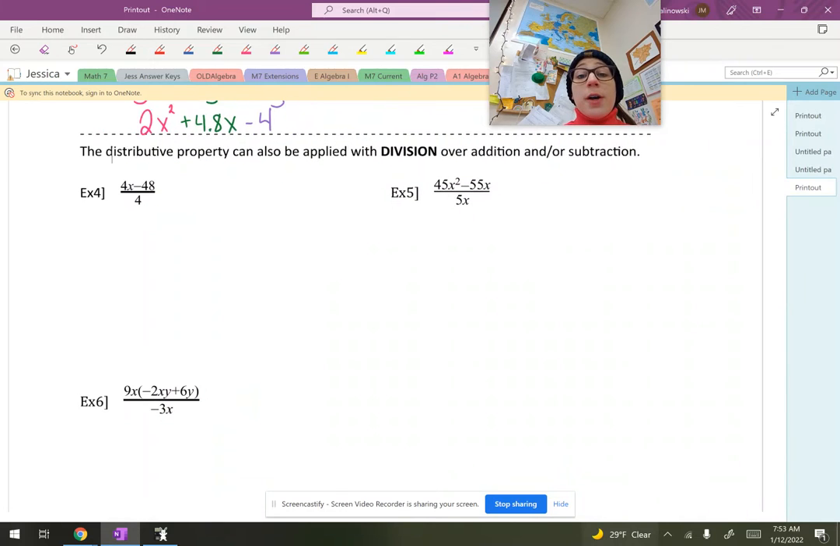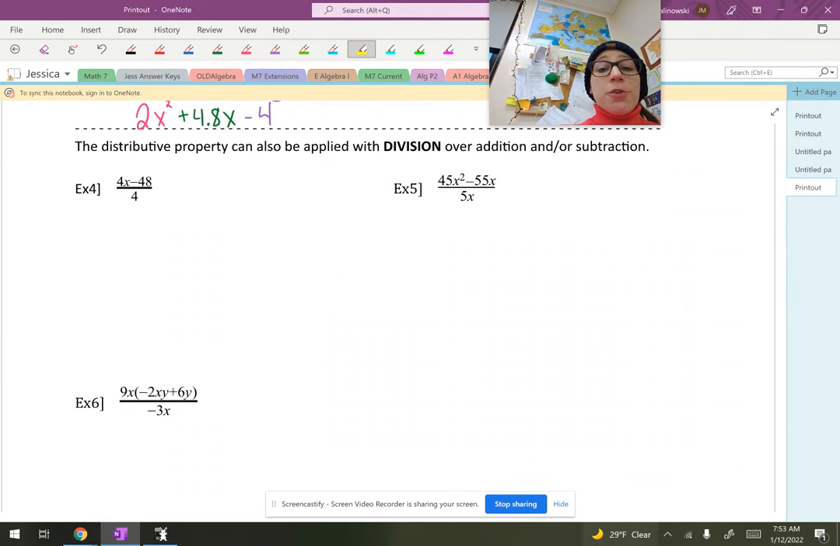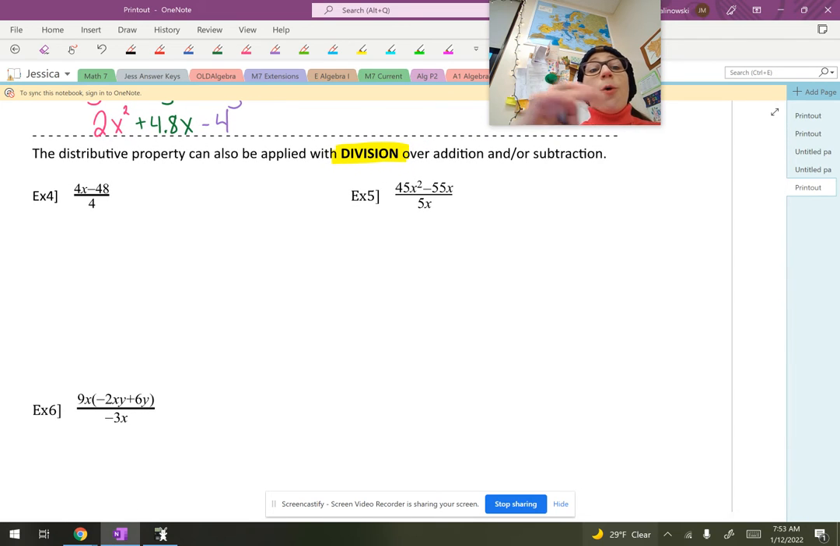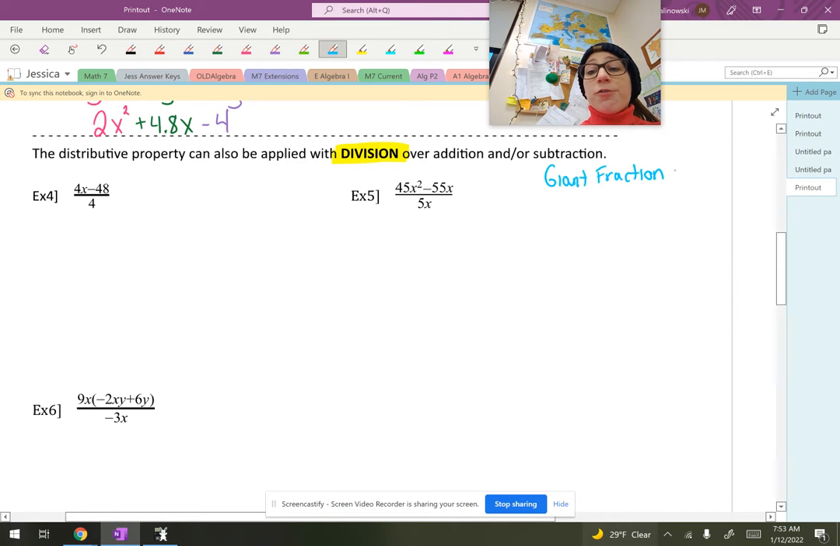So the next part of this extension is about using the distributive property with division. So same kind of process here. You're dividing everything that's in the group. The only difference is that your giant fraction bar is your grouping.